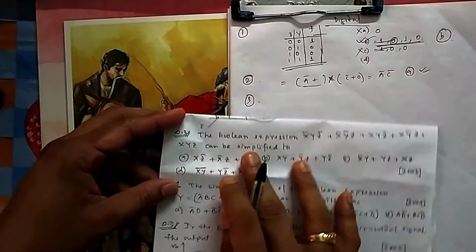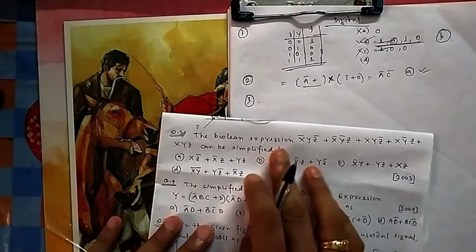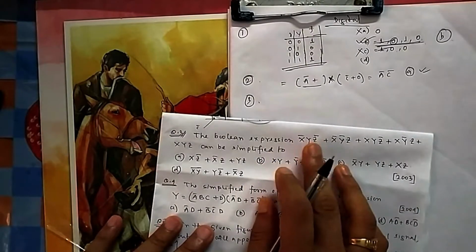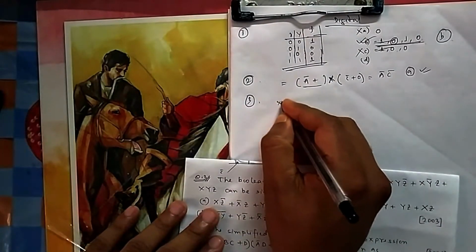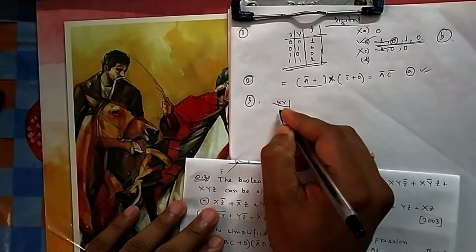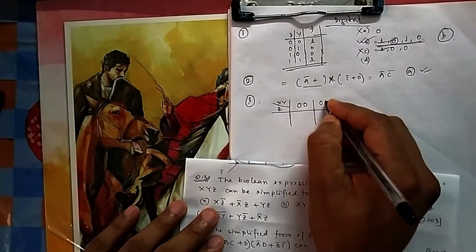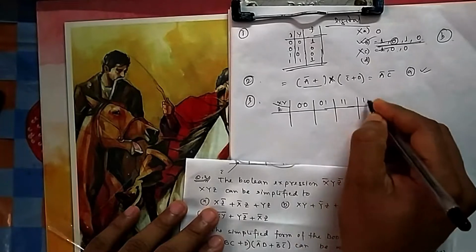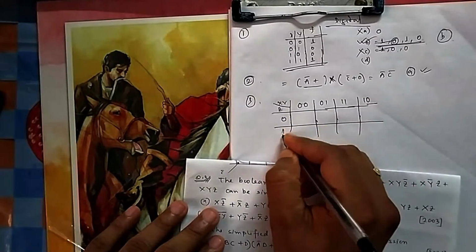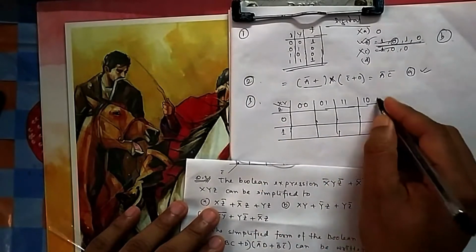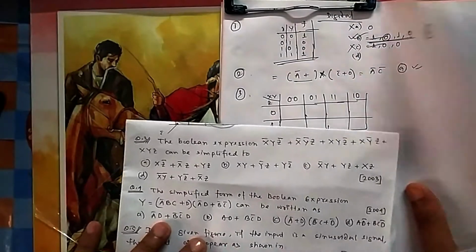Next, question 3. This type of Boolean expression, if they ask you to simplify it, I think it is better if you go by the Karnaugh map, K-map. So for doing the K-map, how many variables are there? 3 variables. So here X, Y, and then Z. So you write a 3 variable K-map. It will be 0 0, 0 1, 1 1, 1 0, then 0, then 1. You see which items are given to you, you put 1 there.